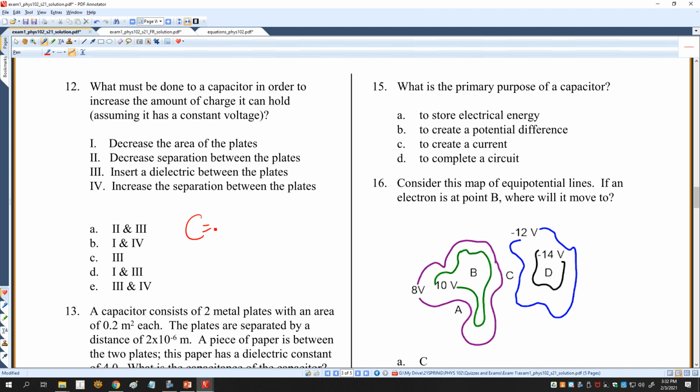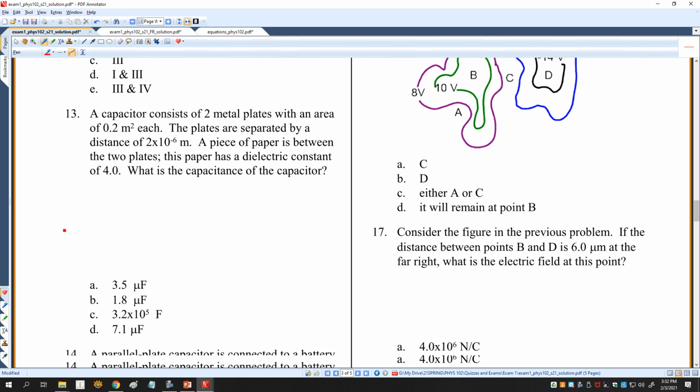Charge it can hold. C is kappa epsilon naught A over D. So I can increase the area, I can decrease the separation, I can add a dielectric. Let's see. So not that. 2 works. 3 works. 4 does not work. It's either 2 or 3, so A is the right answer.